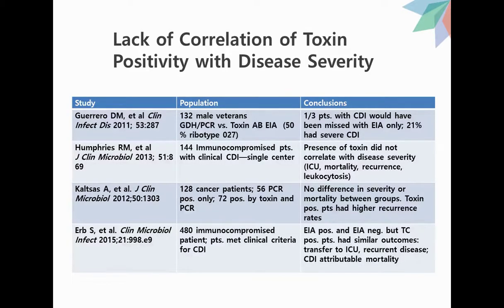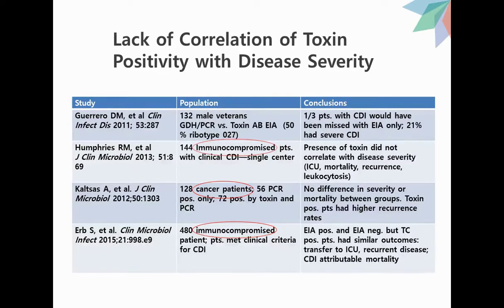So on the flip side, however, there are several studies, albeit they are smaller studies, that actually show a lack of correlation of toxin positivity with disease severity. And what most of these studies have in common is that the patients are immunocompromised. In the Guerrero study, which was done in a VA, a third of the patients with CDI would have been missed with an enzyme immunoassay only, and 21% of those patients had severe C. difficile infection. In the Humphreys study, the presence of toxin did not correlate with disease severity.